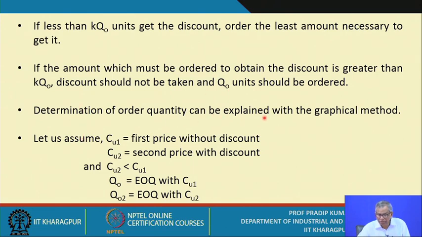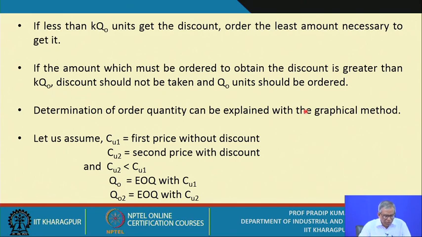Determination of the order quantity can be explained with the graphical method also. So we have just proposed a simple analytical approach to decide if the discount can be accepted or cannot be accepted. Okay. So this logic you just follow. Now if you opt for a graphical method, possibly you will understand fully what is the basic logic. Your logic will be made very, very clear.